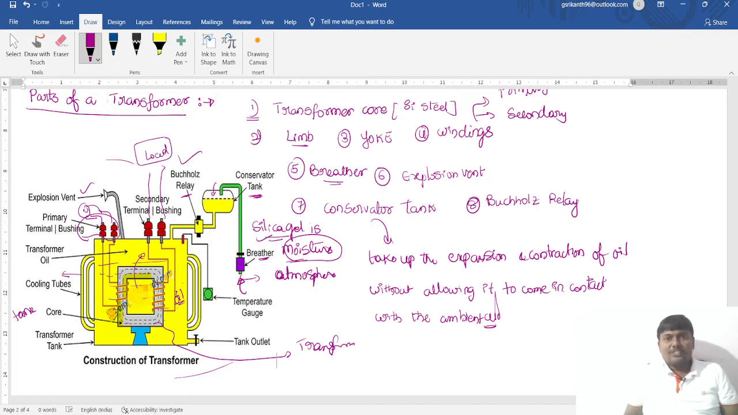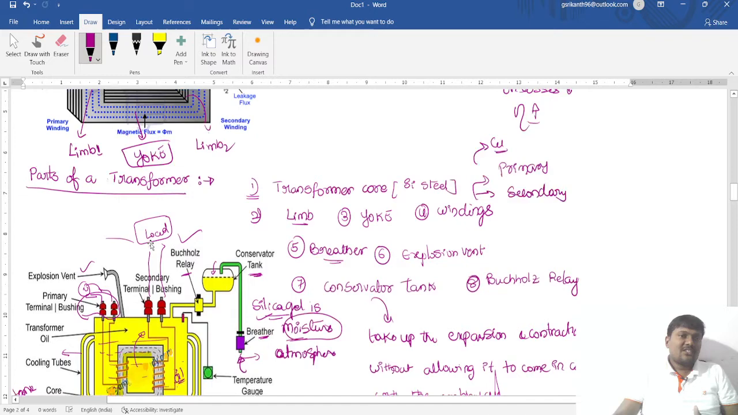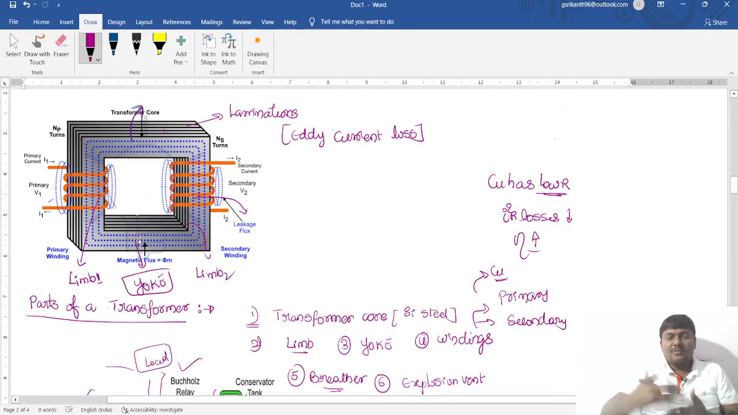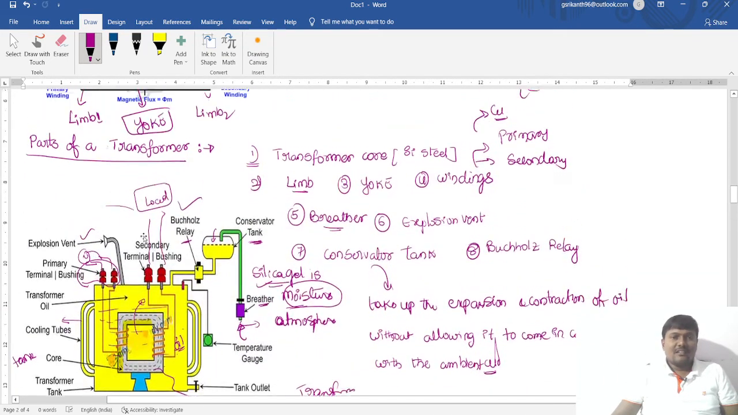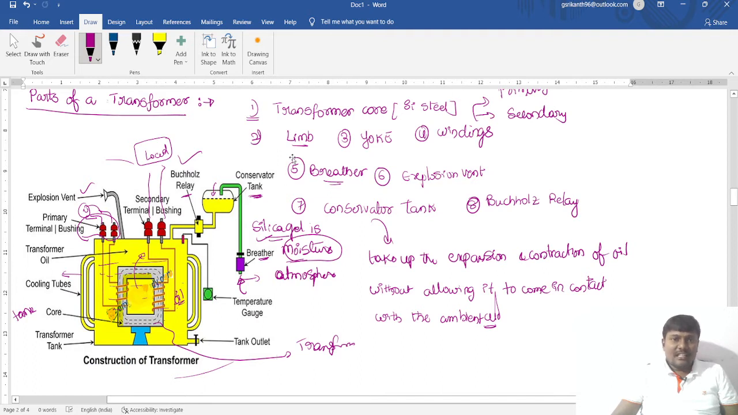The first part is core, and core is made up of high grade silicon steel. If you use the silicon steel, hysteresis loss can be reduced, and by providing laminations, eddy current losses are reduced. So between the laminations, we provide insulation. And after that, limb, the vertical portion of the transformer is called the limbs, and the top and bottom portion of the transformer is called the yoke. And the windings, we have two windings, primary winding and secondary winding.